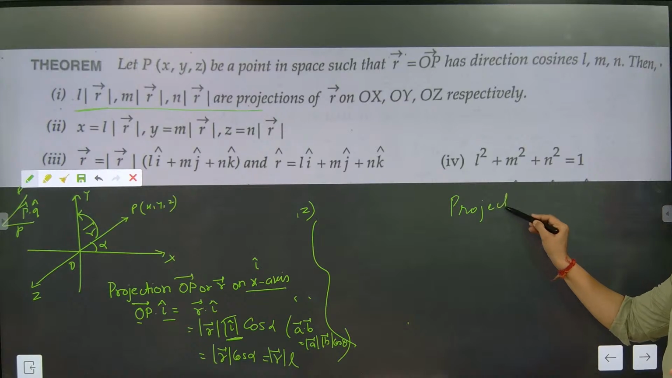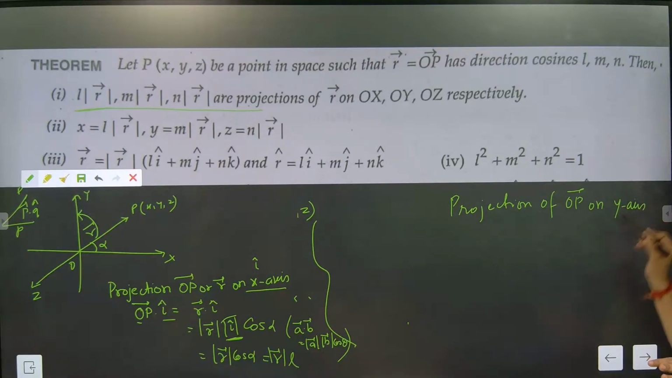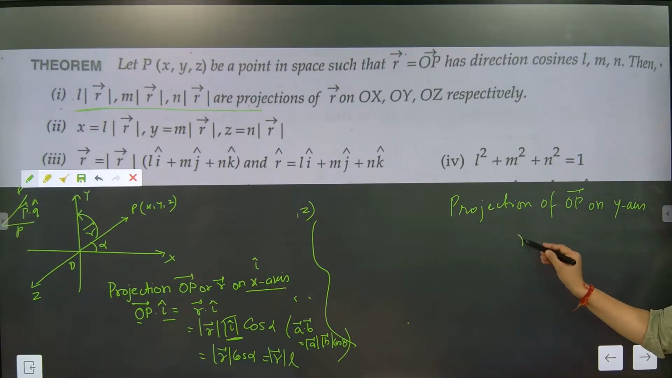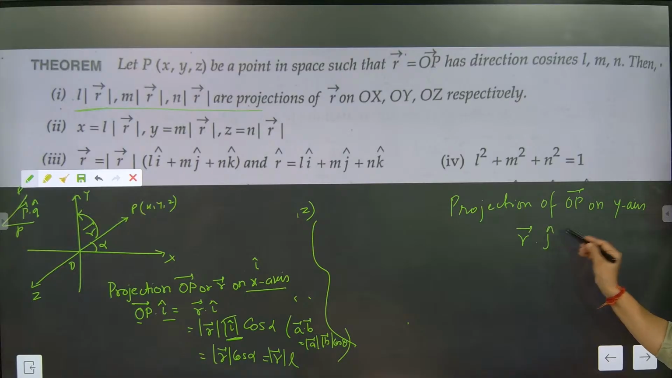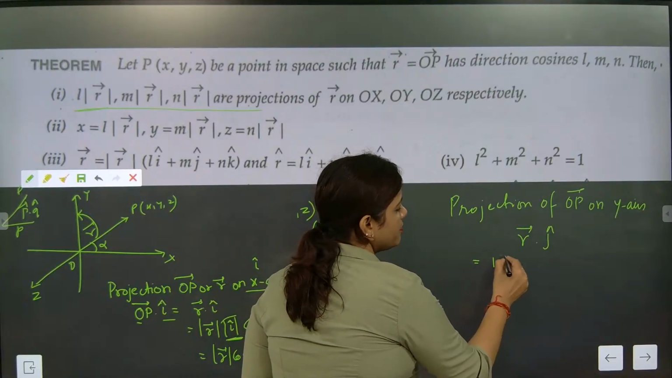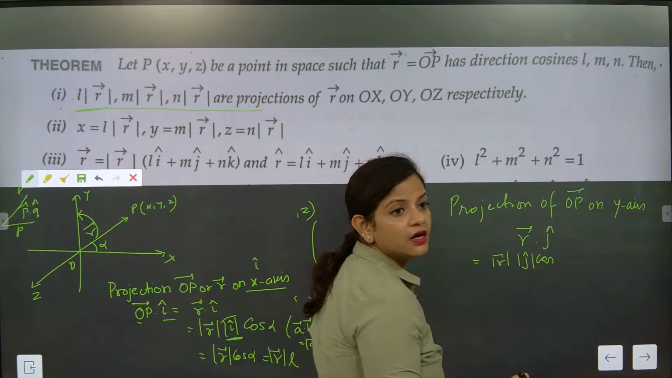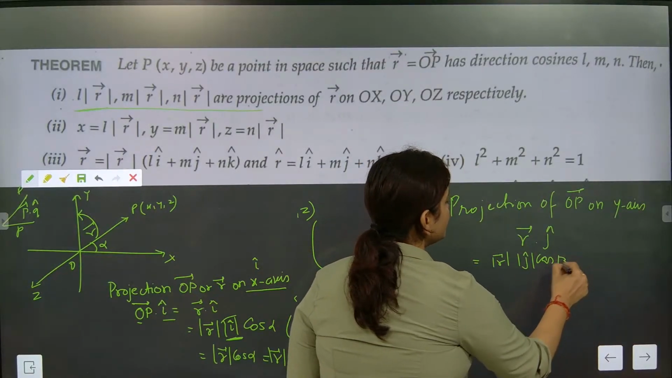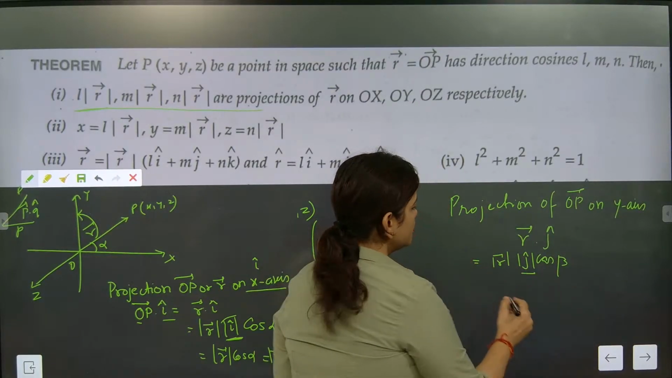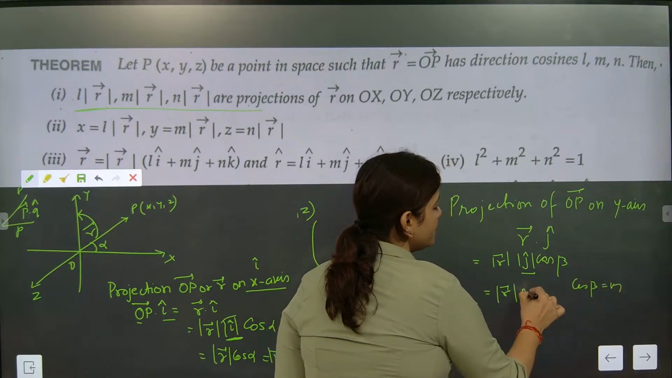Now you say, projection of OP vector on the y-axis. What will it become, beta? R vector dot j cap. Then what is the formula of unit vectors? The dot product. It will become magnitude of R, magnitude of j, cos alpha or beta? Beta. Now the unit j cap value is 1. So directly it will become R vector, and cos beta is nothing but M. So it will become M.